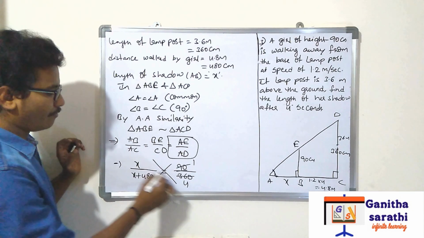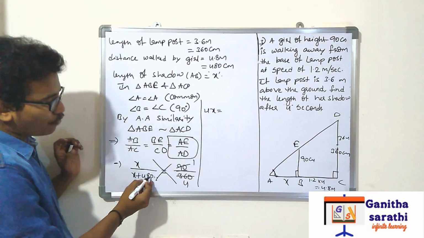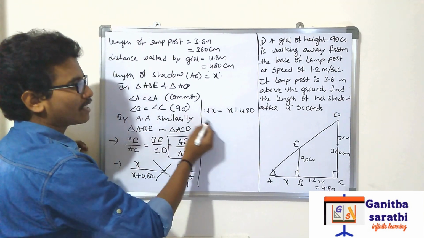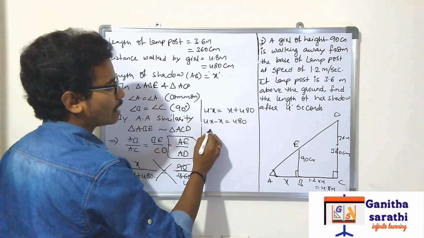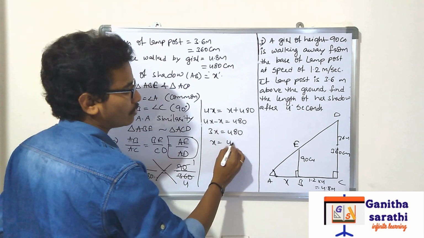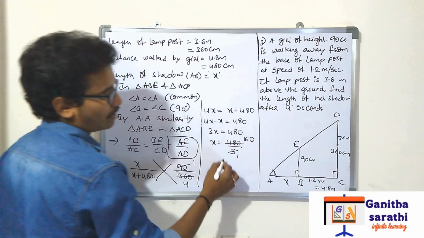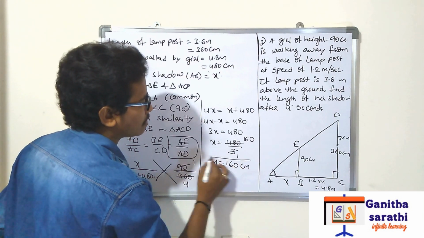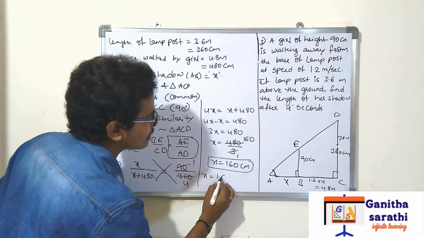Now 90 over 360 is one fourth. Do cross multiplication. 4 into x will give you 4x, which is equal to x plus 480 into 1, that is x plus 480. Move the x to the left hand side: 4x minus x is equal to 480. 3x is equal to 480. X is equal to 480 by 3. 3 16s are 48, so X is 160 centimeters. If you are asking in meters, then X is equal to 1.6 meters.